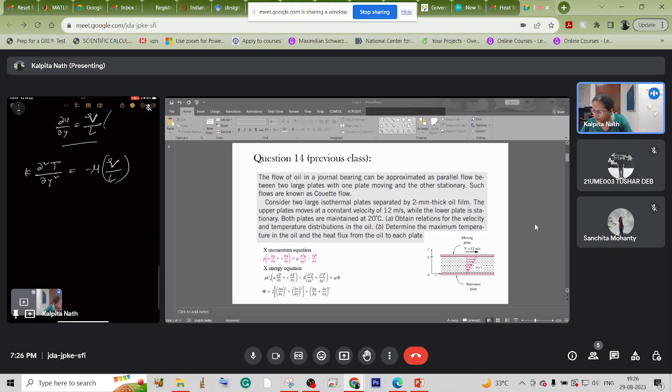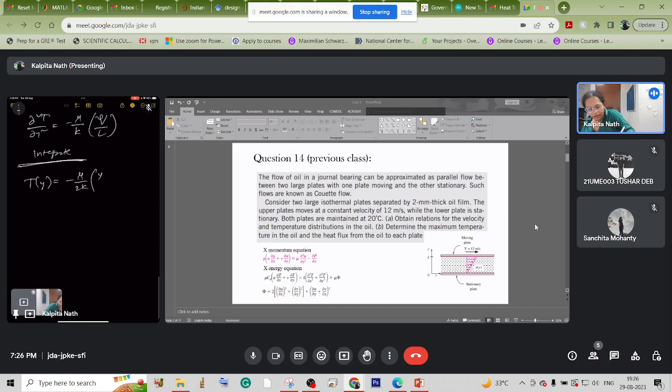Now dividing both sides by k and integrating twice. So what we did here is that we just divided by k. So this will be ∂²T/∂y² = −(μ/k)(V/l)². Now, we'll just integrate it. So if we integrate it, this will be T(y) = −(μ/2k)(y V/l)² plus c3y plus c4.